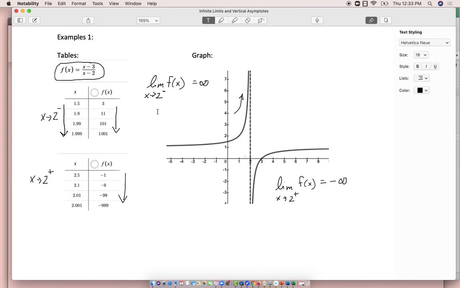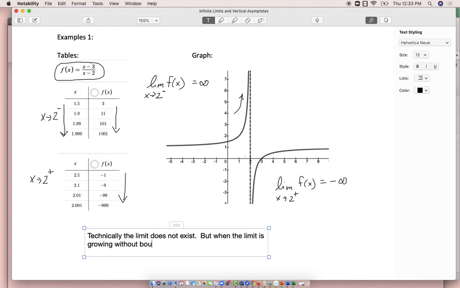So as a quick note, technically the limit does not exist. But when the limit is growing without bound, we describe this with plus or minus infinity.